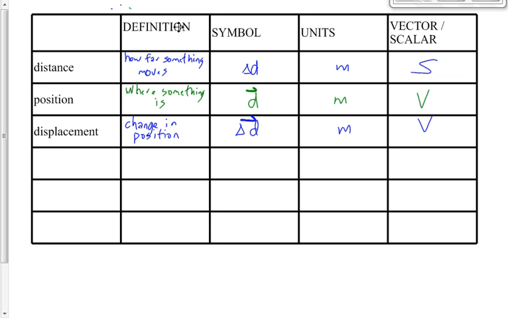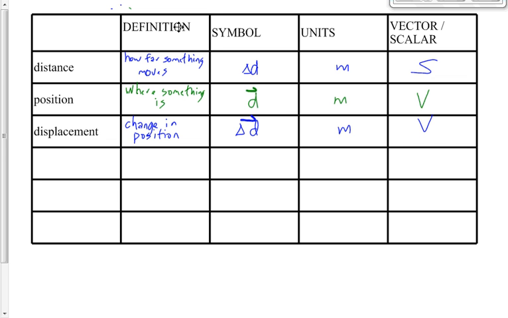What was my initial position? 0. What's my final position? 3 to the north. That make sense? Not 5 to the north or 7 to the north, because I went 5, then I came back 2. So now I'm 3 north of where I started. What's my displacement, my change in position there? 3 meters to the north, right?